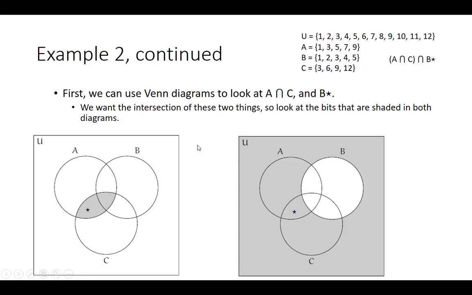So let's look at the two things that are being intersected. The intersection of A and C, and B star. The intersection of A and C looks like this. It's where the A circle overlaps with the C circle.